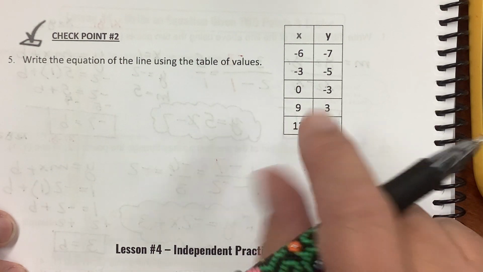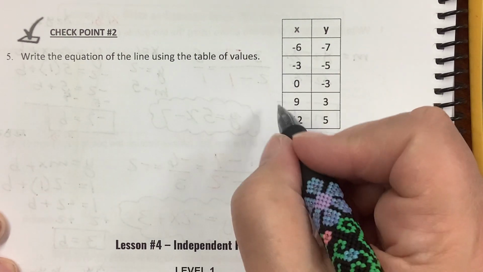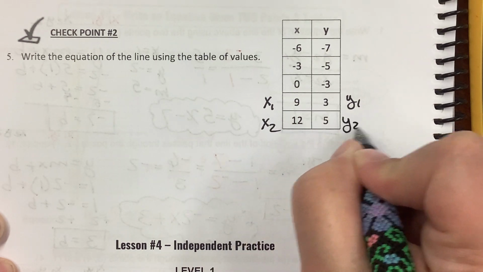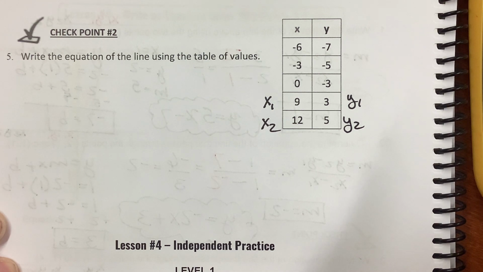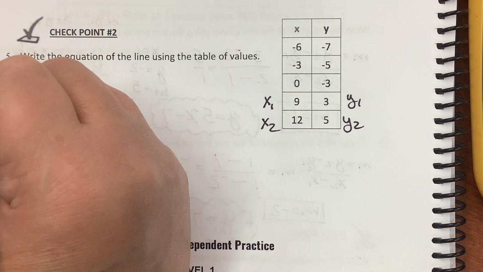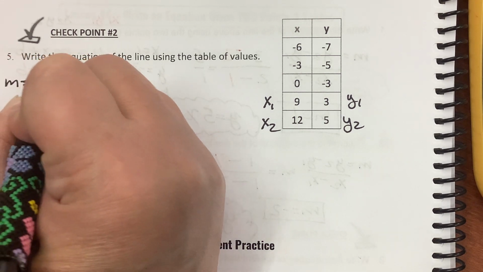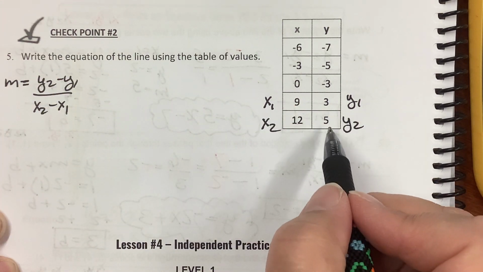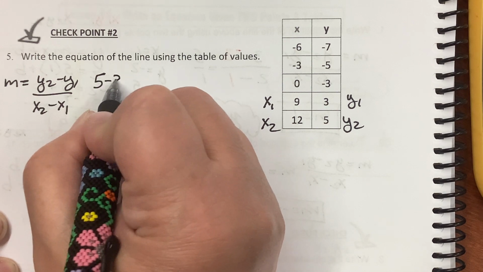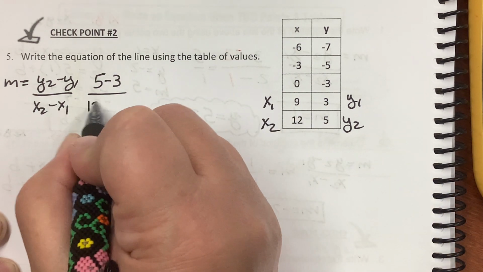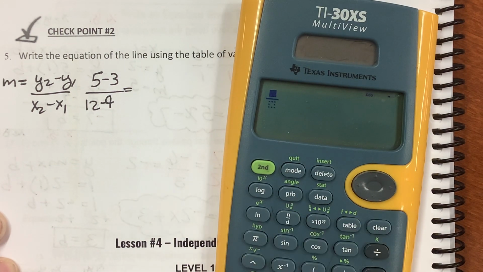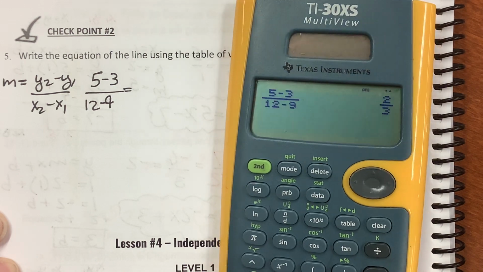So pick any 2 points. Me, Princess Positivity, I am going to take this as x1 and y1 and x2 and y2. It doesn't matter which points you pick, but positive points usually are easier to work with. So m equals y2 minus y1 over x2 minus x1. So 5 minus 3 on top, 12 minus 9 on the bottom. And absolute cheater Bono, going to use a calculator again. 5 minus 3 on the top, 12 minus 9 on the bottom, 2/3.